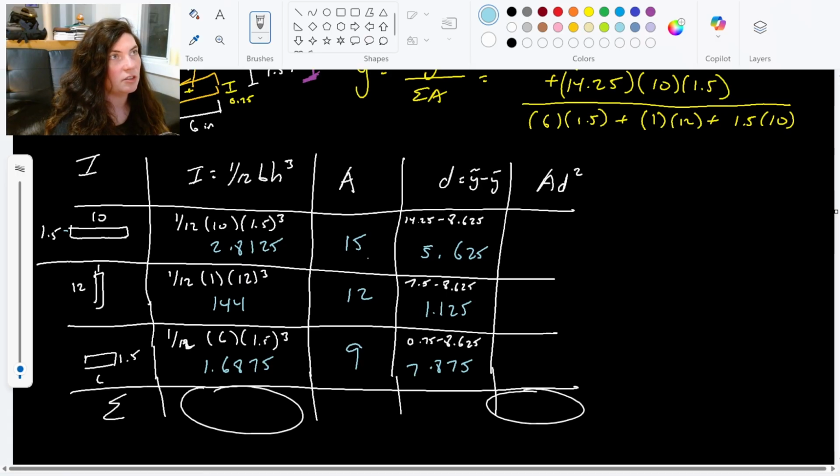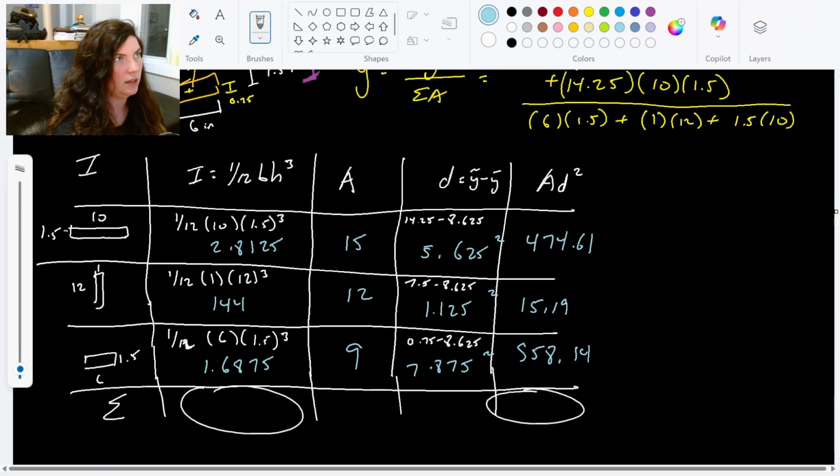And then finally, I'll just multiply across here, right? I take this D term, I square it, and then multiply by 15. So 5.625 squared times 15 gives me 474.61. 1.125 squared, right? Don't forget to square these guys. Times 12 is 15.19. And 7.875 squared times 9 is 558.14. My last step is just add the numbers down the first and last column.